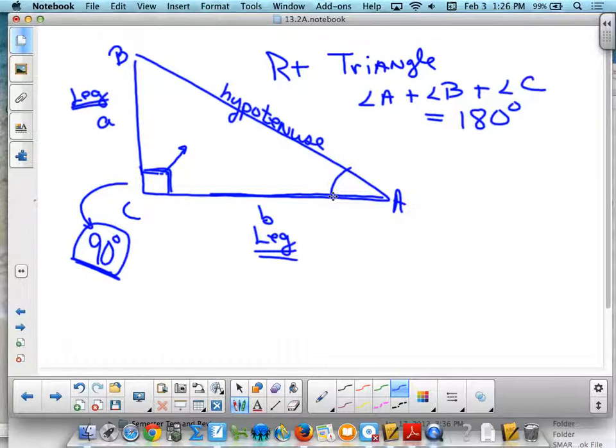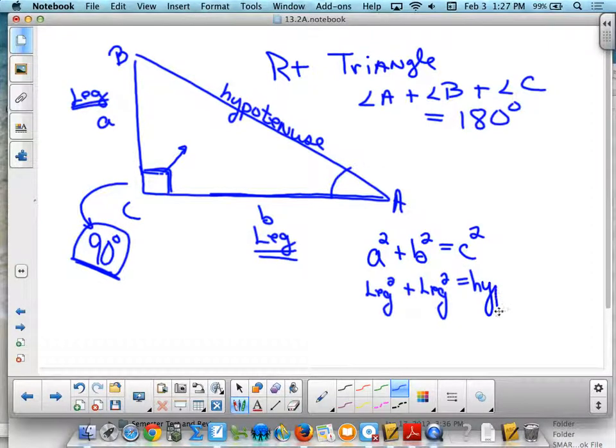Now, Isaac brought up all this stuff: A squared plus B squared equals C squared. But that's given a name. What's that formula? Pythagorean theorem. The Pythagorean theorem says if you take A squared plus B squared, you will get C squared. Or you could use these words: leg squared plus leg squared equals hypotenuse squared. These formulas were all given to you back in geometry.